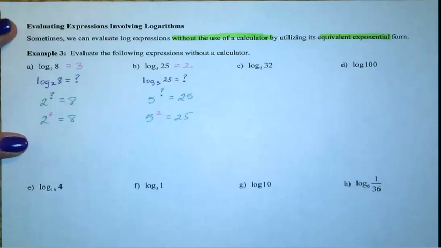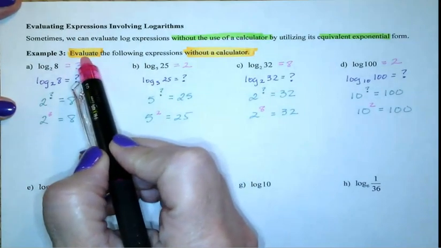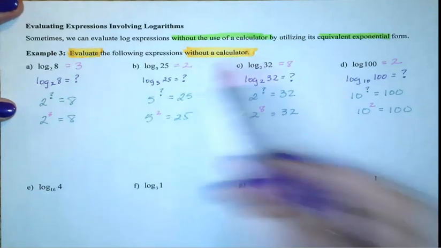All right, go ahead and pause your video and work C and D, and then we'll come back and see how you did. Okay, so reviewing one more time, when it says to evaluate, that means to find the number that makes the statement true, and we're doing it without a calculator.